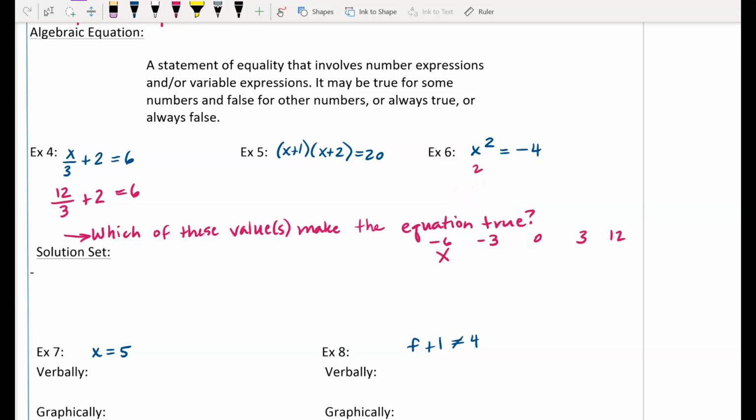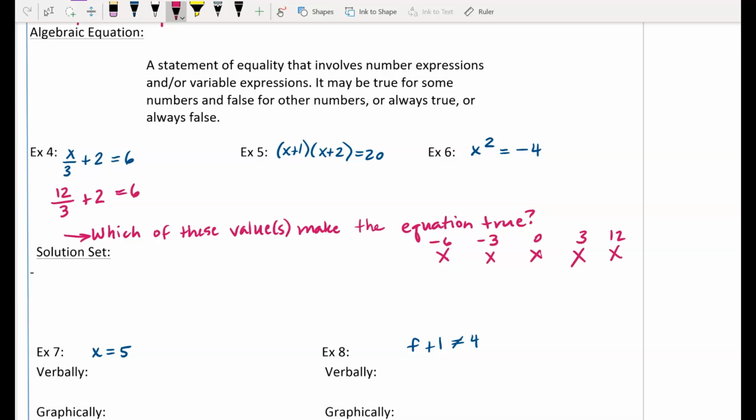Now hopefully you can see that if I put a negative number in and square it, that it's always going to end up being a positive number, not like a negative 4. When I substitute negative 3, that does not work. If I substitute 0, I have 0 times 0, which is not negative 4. If I substitute a positive 3, then I have 3 times 3, which is not negative 4. And 12 times 12 is 144.